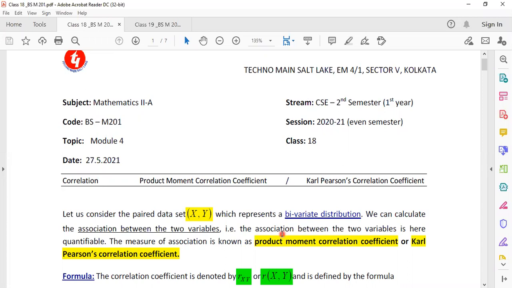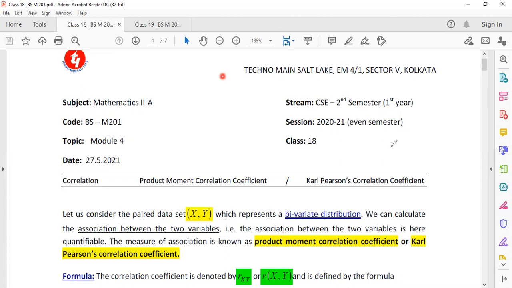One thing you have to remember, that whenever you are taking capital X and capital Y, two variables, the number of items present under these two variables must be equal. It should not be that capital X has 8 values and capital Y has 10 values. Then you will not be able to find the correlation coefficient. So I'm noting this point over here. It is a very important point.